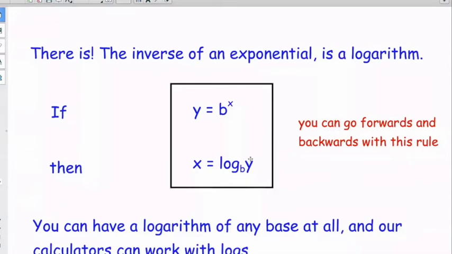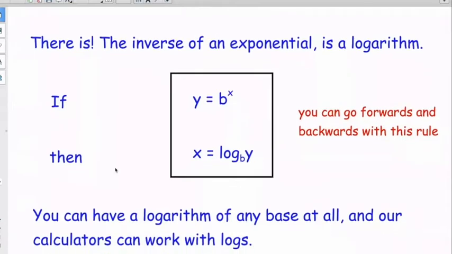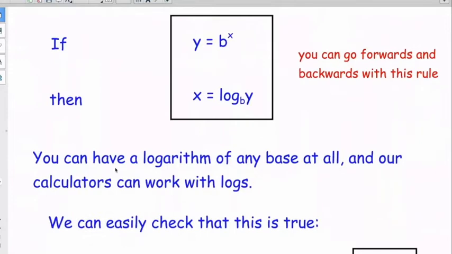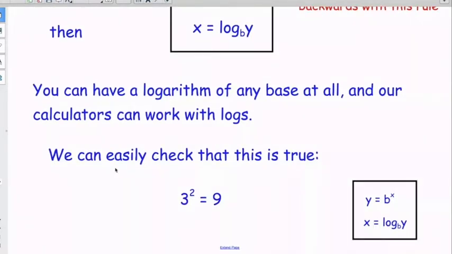You can go forwards and backwards on these. So if you see something written like this and want to turn it into the top version, then that's absolutely fine. We can check, hopefully you've got your calculators with you. We can check that this works really easily.